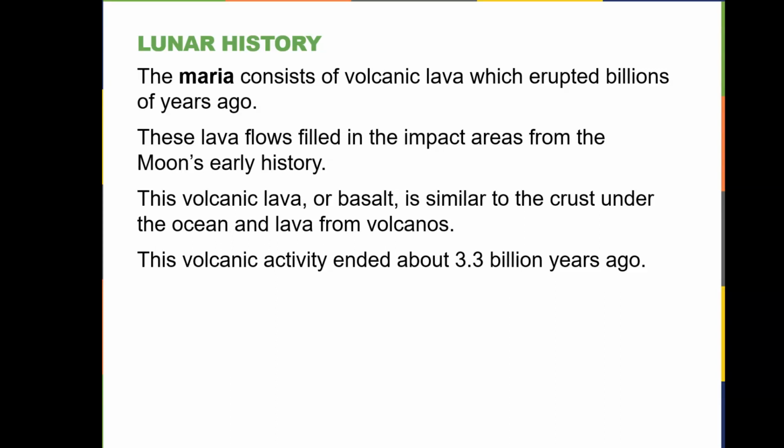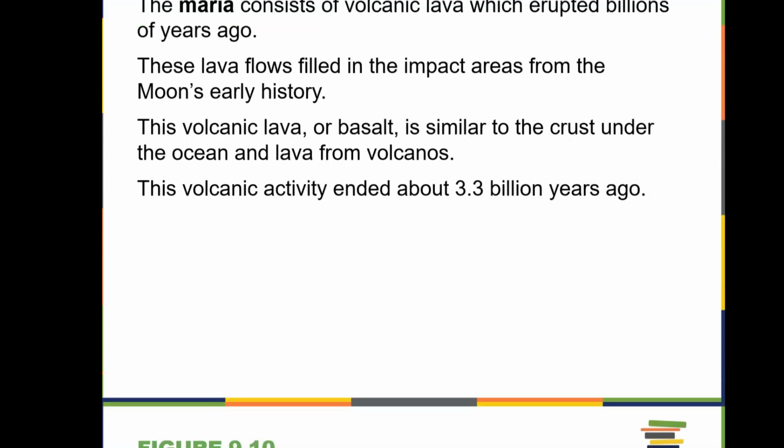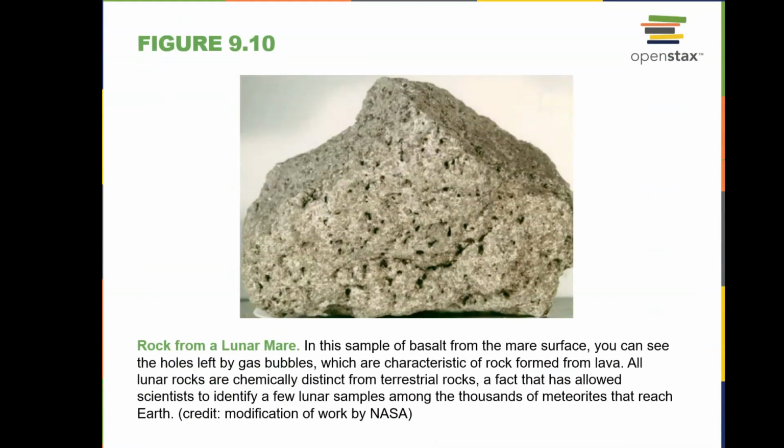Since the early history was erased by eruptions, we do not know exactly when they began, but we do know that they ceased about 3.3 billion years ago. Here we can see a rock from the Maria. When lava forms rocks, they are left with bubbles, which you can see here. Lunar rocks are chemically different from terrestrial rocks. This has allowed scientists to identify lunar samples among the thousands of meteorites that reach Earth.